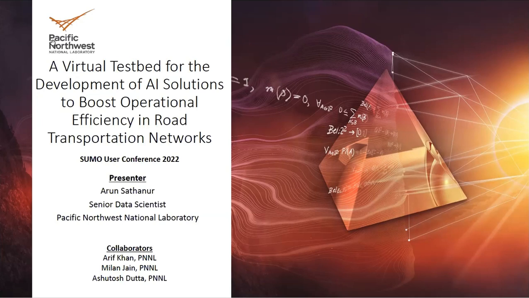And so what we have today is basically development of a virtual test bed and some initial results on applying AI algorithms to boost operational efficiency in road transportation networks. So the outline is, I'll start with a quick motivation and talk about some prior work, then talk about our approach and contributions. Then we'll talk about the virtual testbed development with SUMO and look at the test case. And then I'll present some results from our work.